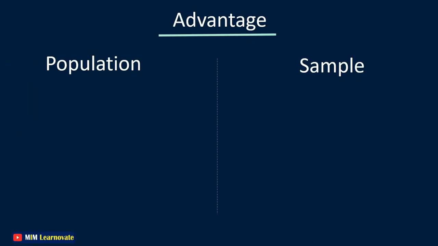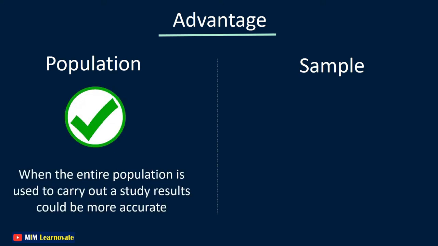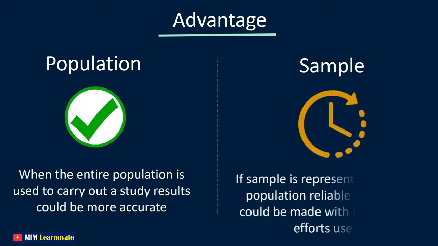Advantage of population and sample. In population, when the entire population is used to carry out a study, results could be more accurate. In sample, if the sample is representative of the population, reliable estimates could be made with less time and effort used.